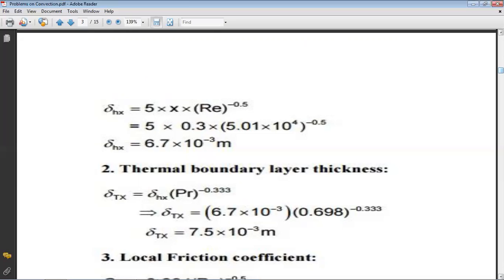Now, if you substitute the value of Reynolds number that you have obtained, you will have boundary layer thickness as 6.7 into 10 raised to minus 3 meter or 6.7 mm. Next is thermal boundary layer thickness, which is given next to the hydrodynamic boundary layer thickness.